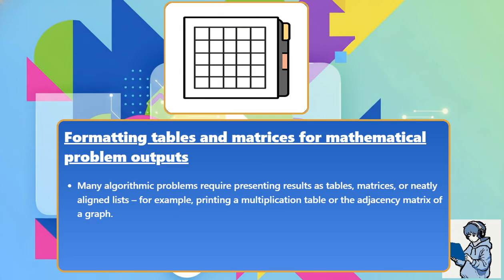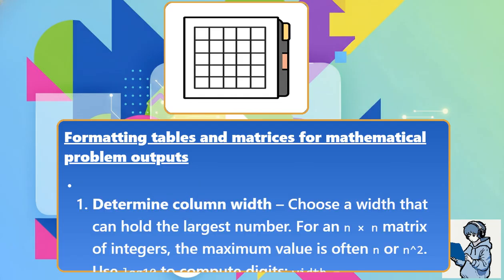Many algorithmic problems require presenting results as tables, matrices, or neatly aligned lists, for example, printing a multiplication table or the adjacency matrix of a graph. The step-by-step approach: determine column width. Choose a width that can hold the largest number. For an n by n matrix of integers, the maximum value is often n or n squared. Use log10 to compute digits. Width equals floor of log10 of max, plus 1.